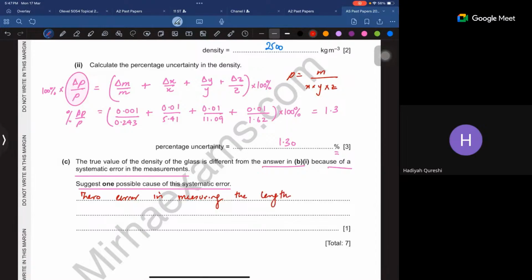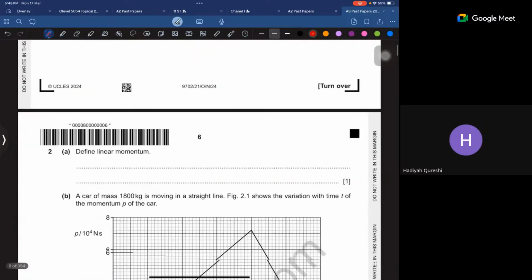You could alternatively also say zero error in the pan balance, because that could go wrong as well, all right? Not always the vernier calipers or anything like that. Now, this is it. Then let's move forward.